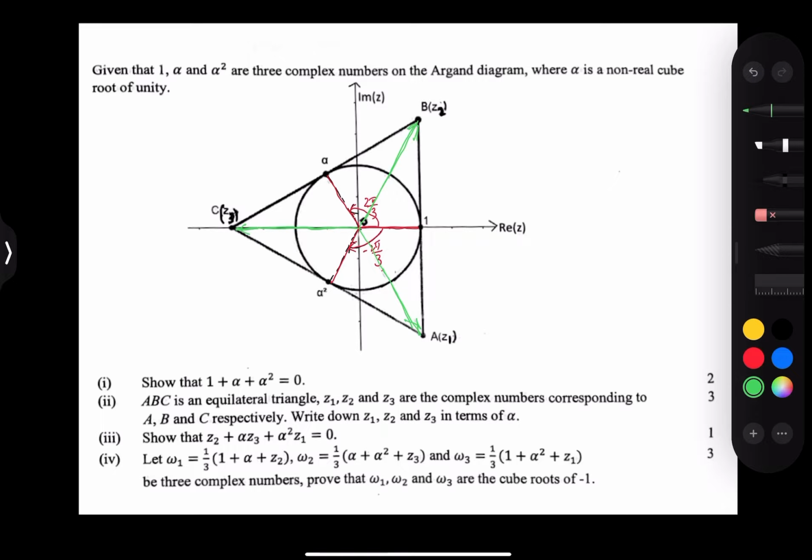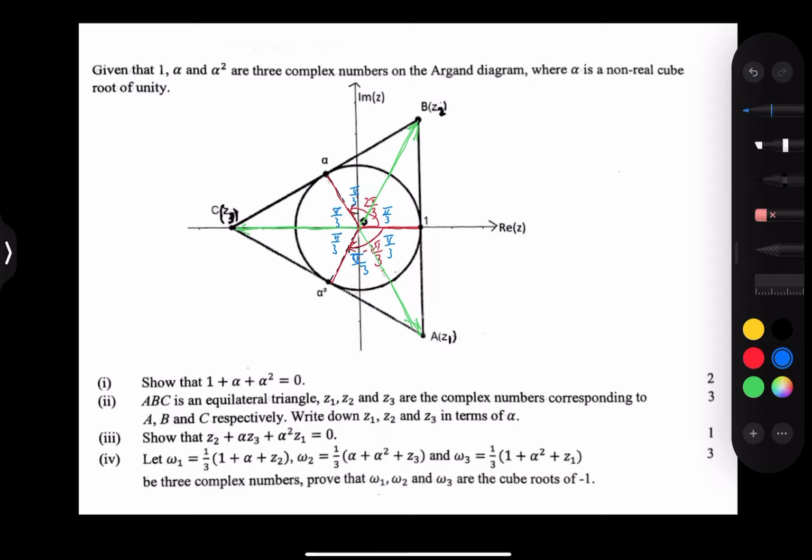Because it's an equilateral triangle and the circle is inscribed in the equilateral triangle, the triangle is tangent to the circle. So we made a lot of congruent triangles, you can see. The green line actually divides the 2 pi on 3 into 2 equal parts. So these 2 angles are equal, and each angle is pi on 3. We have all these pi on 3 everywhere because of equally dividing.